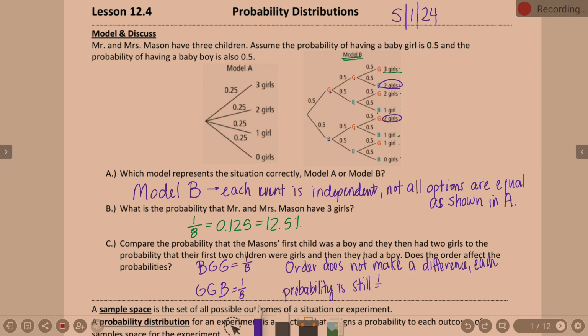Now, when I talk about 1/2, I said 1/2 without showing where I'm talking about 1/2. When we talk about having a kid, what's the probability of having a boy first? 50-50, right? 1 out of 2, 1/2. What's the probability of having a girl second? 50-50, right? 1/2. What's the probability of having a girl third? 50-50, 1/2.